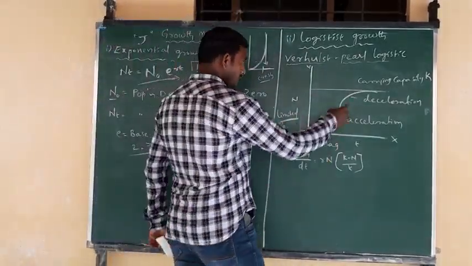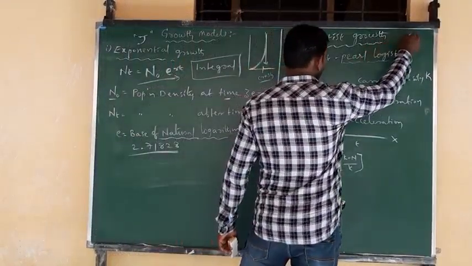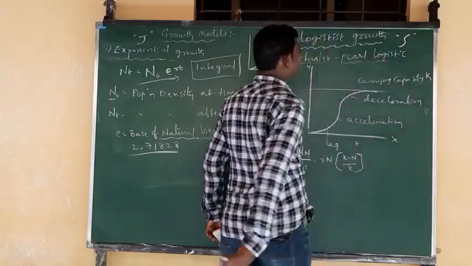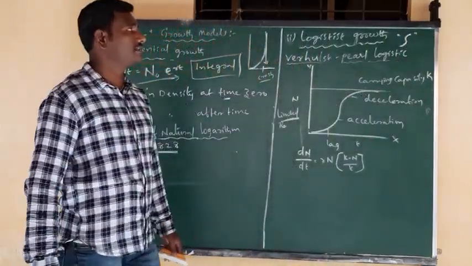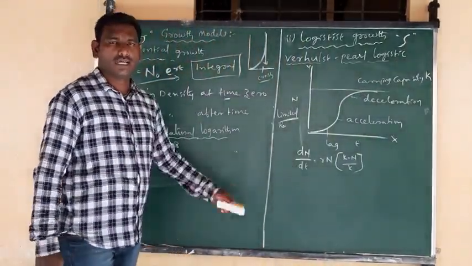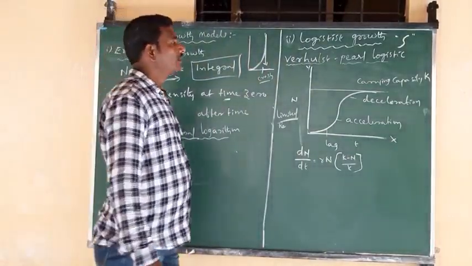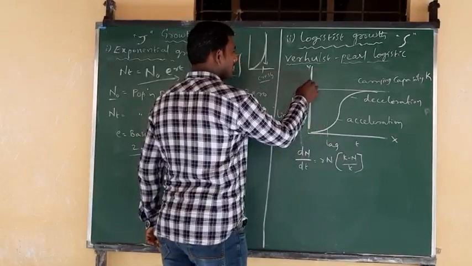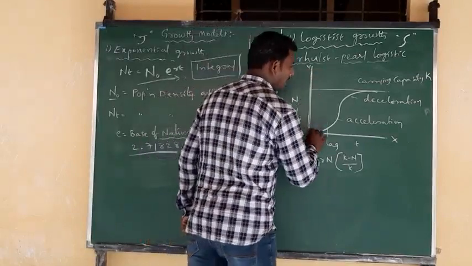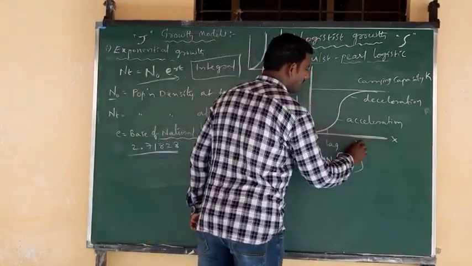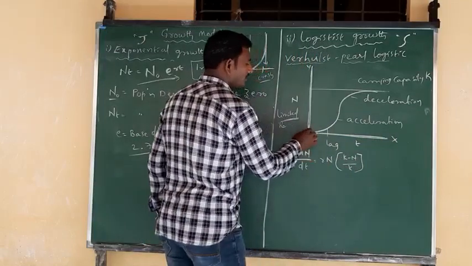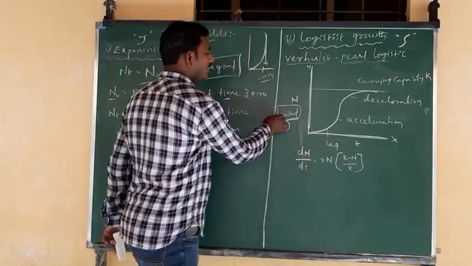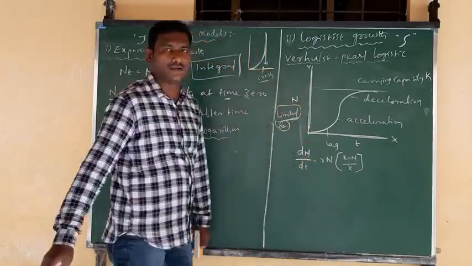Here, this type of logistic growth line is exactly like a sigmoid shape, S-shaped. That's why they are also called sigmoid growth lines or S-shaped growth curves. Here, we take population density on the y-axis and time on the x-axis. So here limited resources are there, and by using these limited resources, they are surviving.